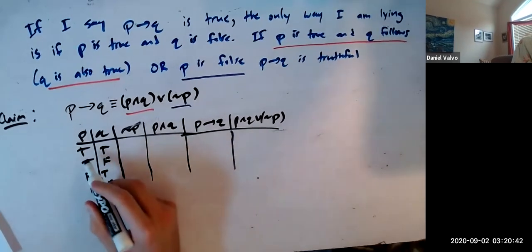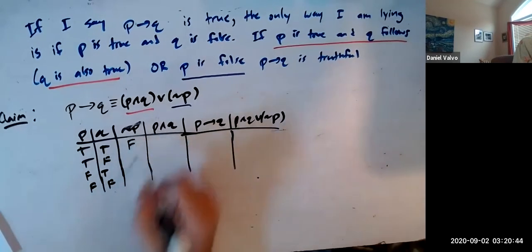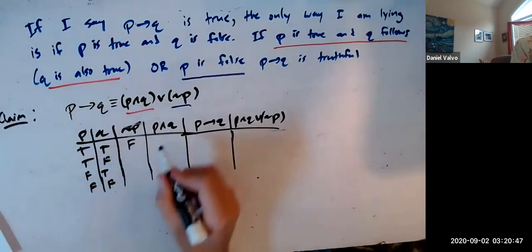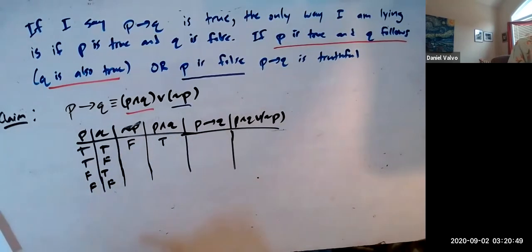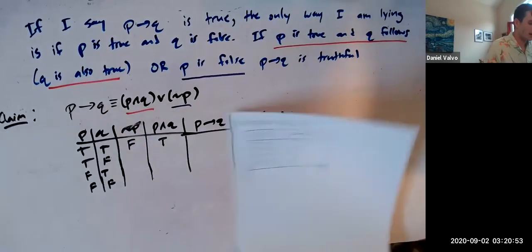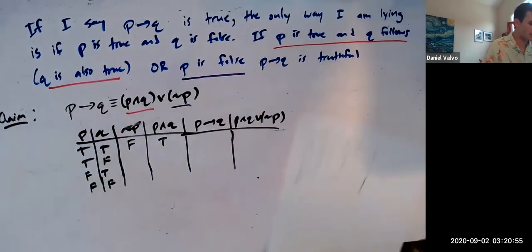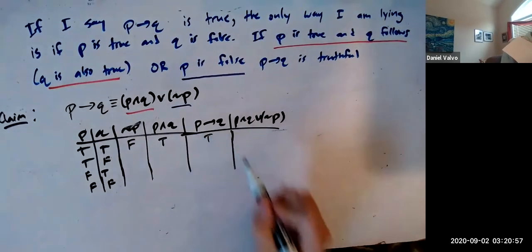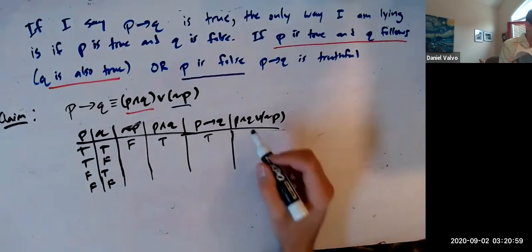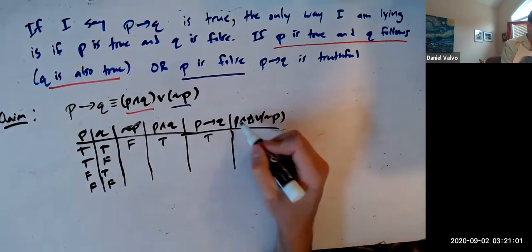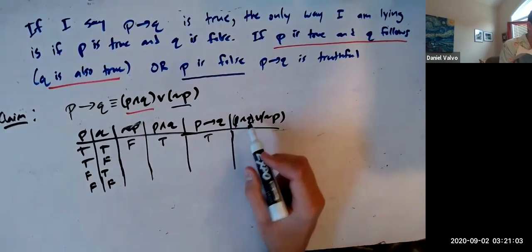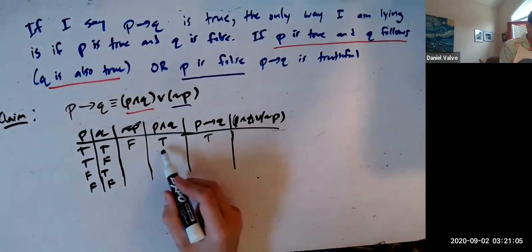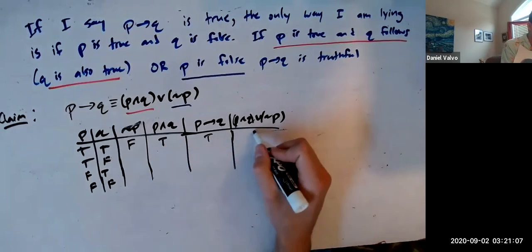In the case where P is true and Q is true, not P is the opposite, so it's false. P and Q is true because they're both true. P implies Q, by our definition of P implies Q, is going to be true because P is true and Q follows. And then P and Q or not P: P and Q is true, so P and Q or not P is true. One of them is true, so you're fine.